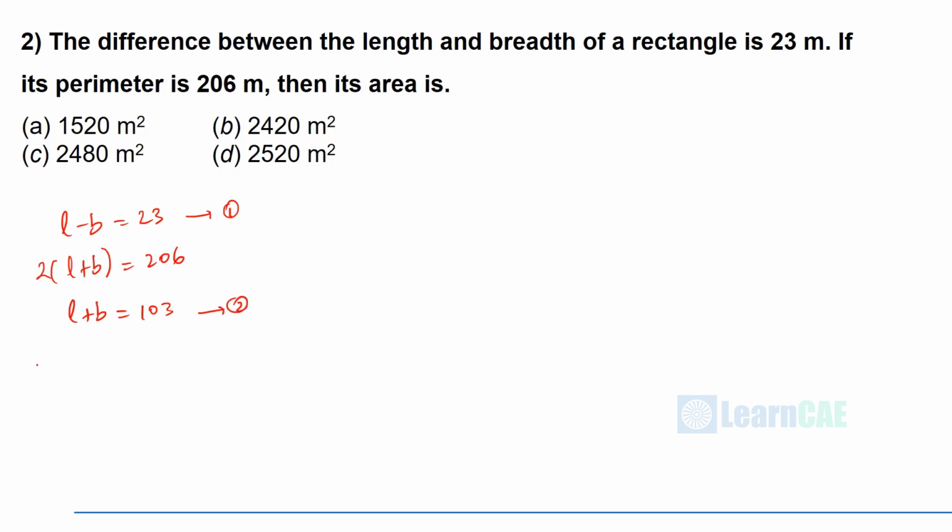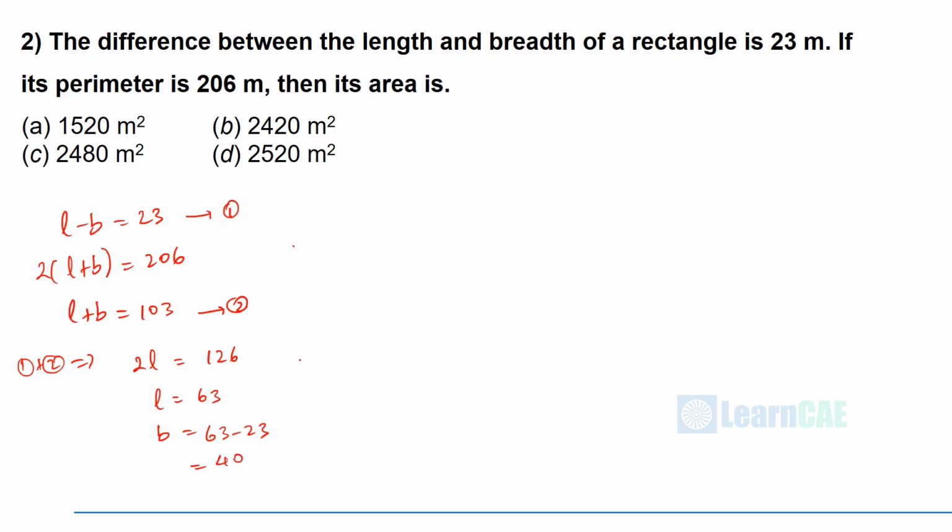We will add these 1 and 2. 1 plus 2 implies twice length is equal to 126. So length is equal to 63. Then breadth will be equal to, substituting this value of L into equation 1, we will get 63 minus 23, which is equal to 40.